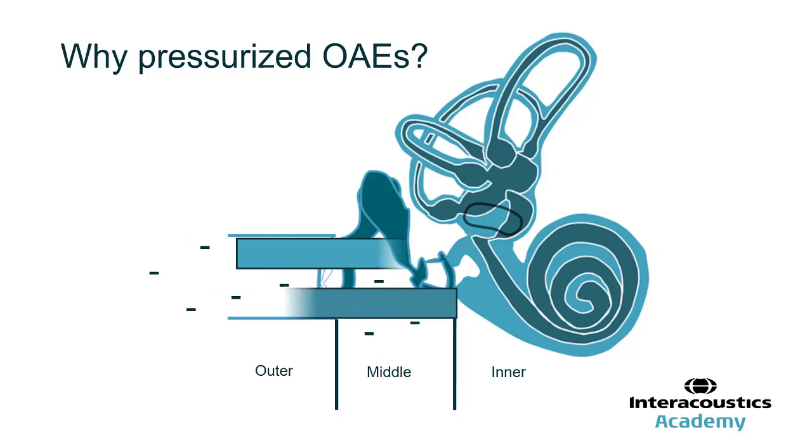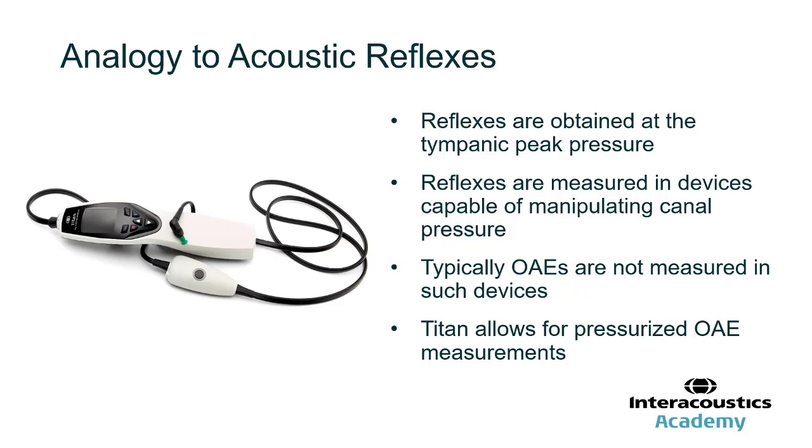By matching the negative pressure in the middle ear in the outer ear space, you thereby restore the efficiency of sound conduction and improve the measurements that you're obtaining under that system. And this is not a new concept by any means. Pressurized measurements are common, and actually the standard procedure, when you're considering the analogy to the acoustic reflexes, which are typically obtained at the tympanometric peak pressure.